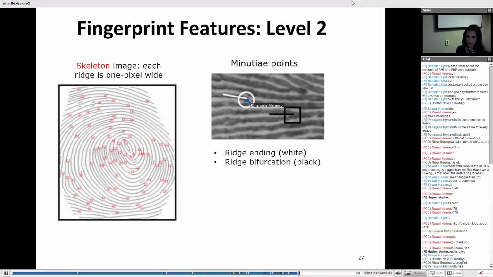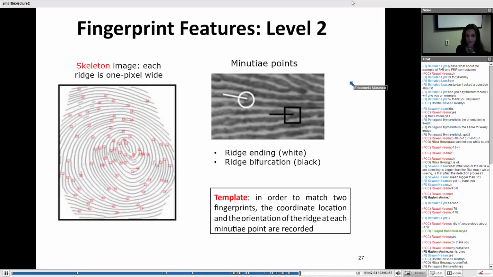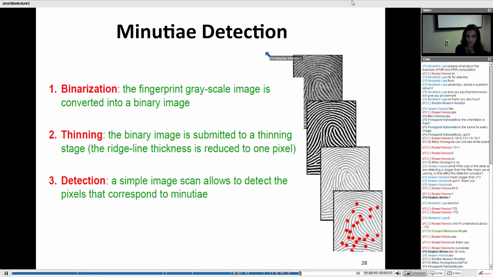We can recall the minutia points. We had location and orientation information per point. This is very important. In this case, there is a ridge ending, the point where the ridge ends, or the ridge bifurcates. The template is a list of minutia points.